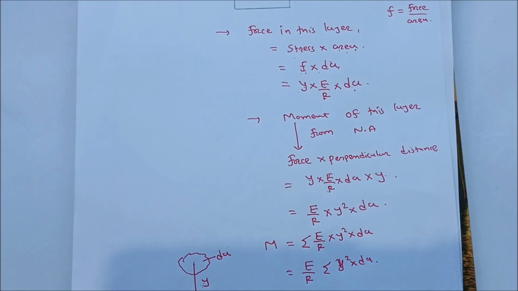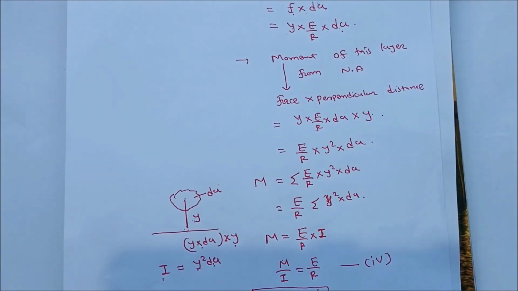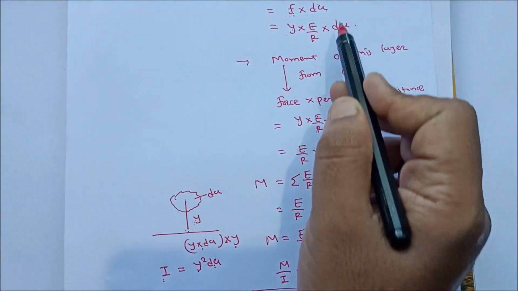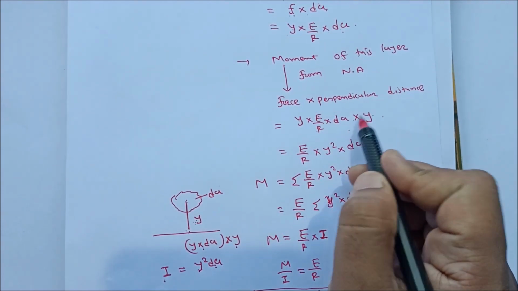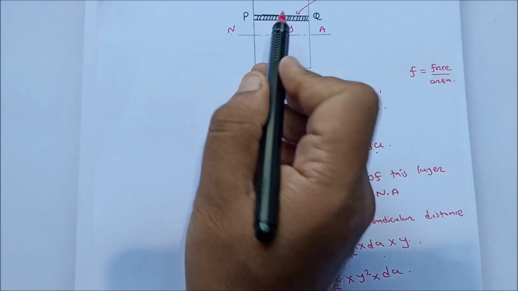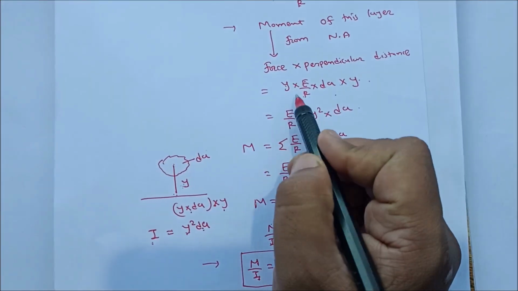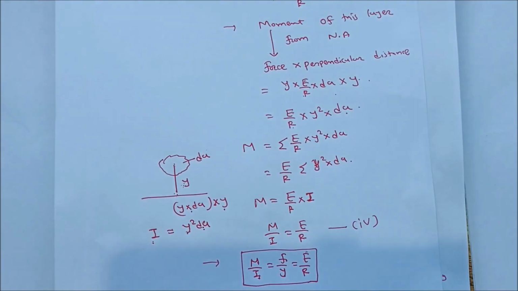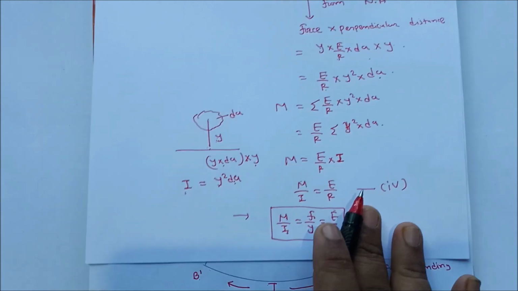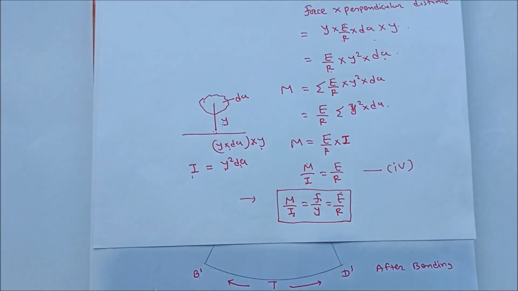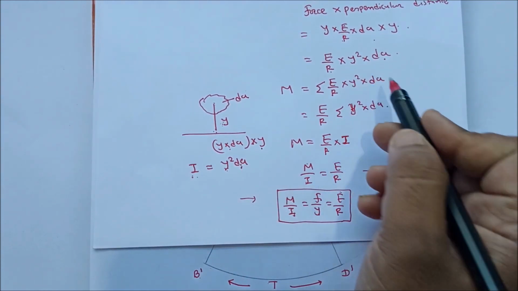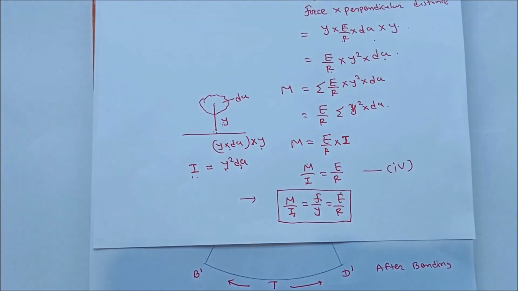What is the meaning of moment? Moment means force multiplied by perpendicular distance. The force we already found is Y multiplied by E by R into dA, and the perpendicular distance from the neutral axis is Y. So the moment is E by R multiplied by Y square into dA. What is the meaning of moment of inertia? Moment of inertia is the second moment of area, so I is equal to y square dA. So instead of y square dA, here we can write moment of inertia I.